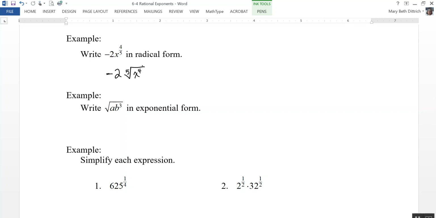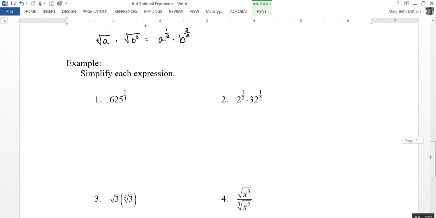Next example, write the square root of a b cubed in exponential form. Well, this is the same as the square root of a times the square root of b cubed. So that's going to be a to the 1/2 power, because remember a square root, it's kind of like you have a little 2 in there, times b to the 3/2 power. And I can't simplify that, can't combine those anymore because they have different bases, a and b.